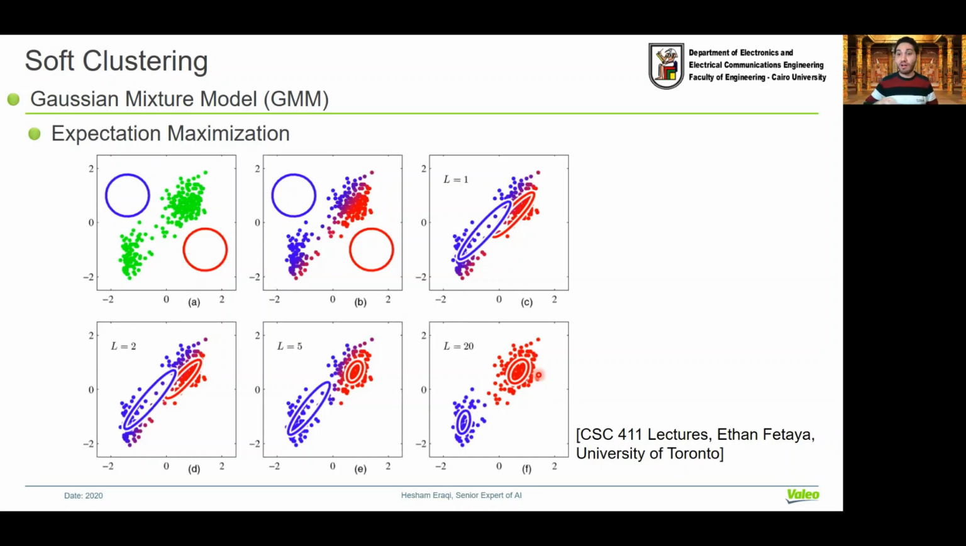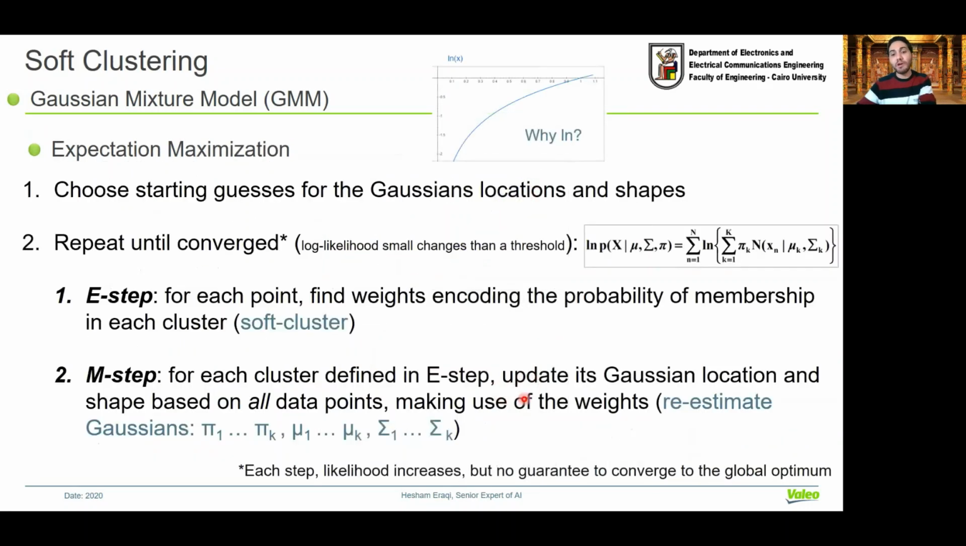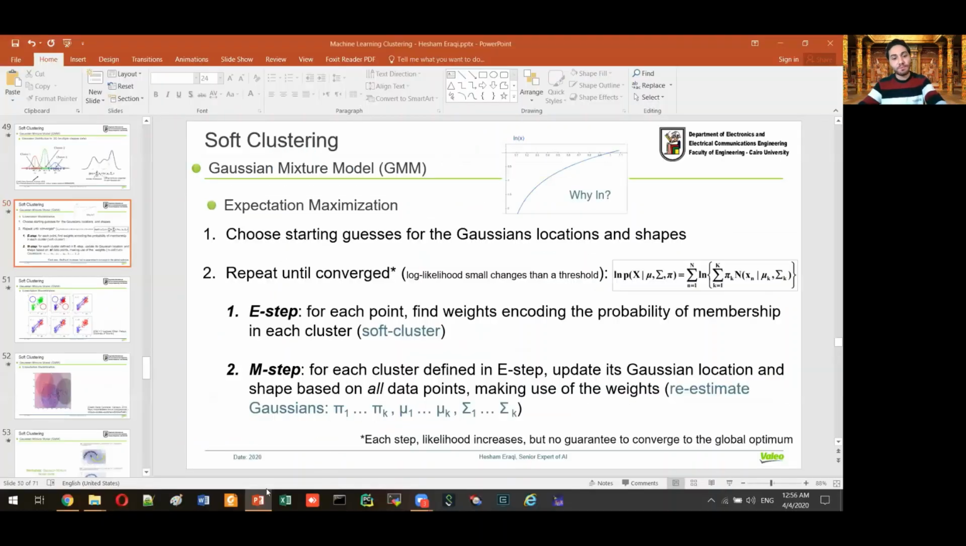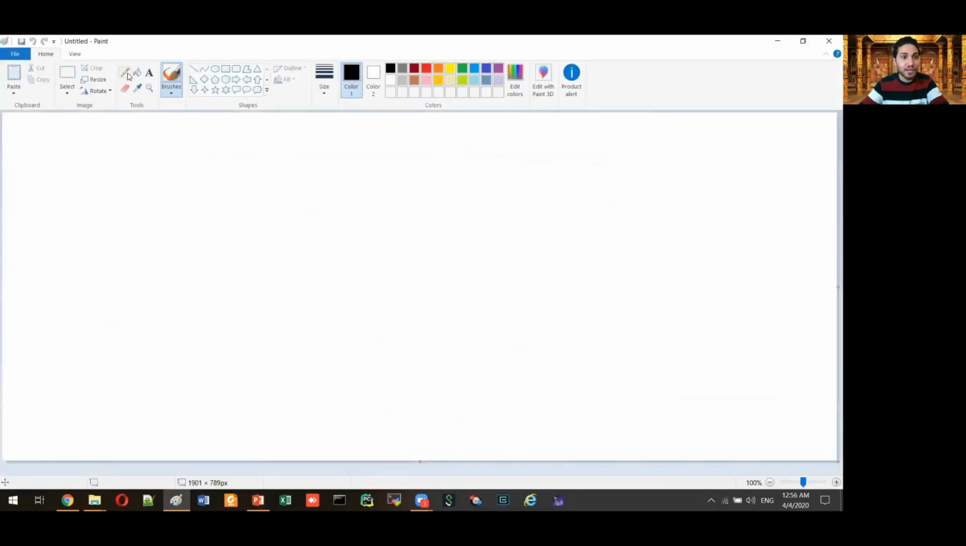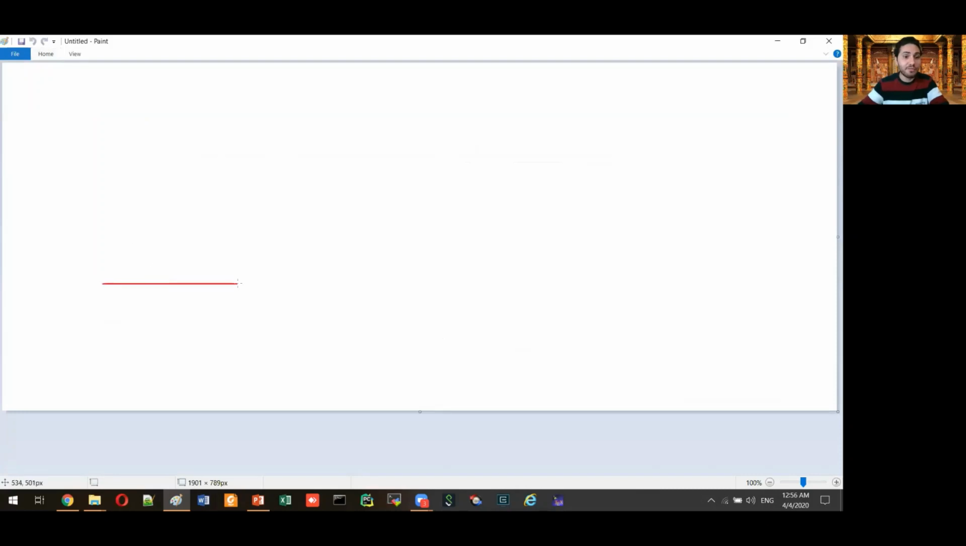So you will find the points are either strongly red or strongly blue, except for the points in the middle here. You might start to find that the confidence is not very high. Okay, so how can we measure if convergence happened or not? What is the aim? The aim is to have a mixture of Gaussians that fit my data. Initially you start from a mixture of Gaussians that does not fit your data.